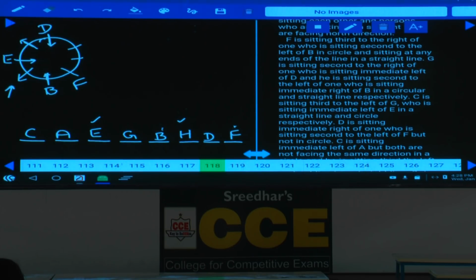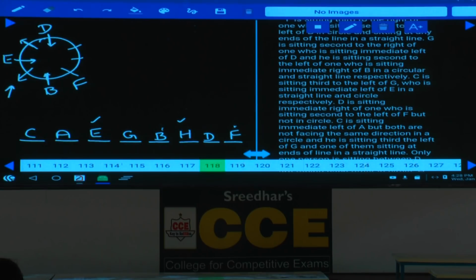Then F is seated third to the right of the one who is seated second to the left of B in a circle and seated at any ends. G is seated second to the right of the one who is seated at the immediate left of D, and he is seated second to the left of the one seated at the immediate right of B, in a circle and straight line. Now the first one is talking about what? Circle. What is the information regarding this circle here?